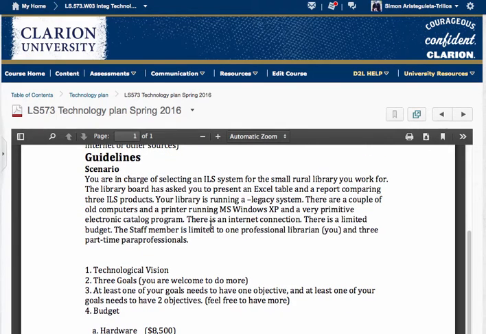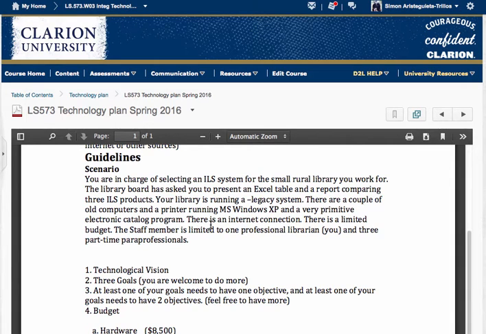The library board has asked you to present an Excel table and a report comparing 3 ILS products. You did that in the first homework. Some people have asked me, do we have to do that again? No, you already have done that. You already have compared 3 ILS products, okay? So that's done.